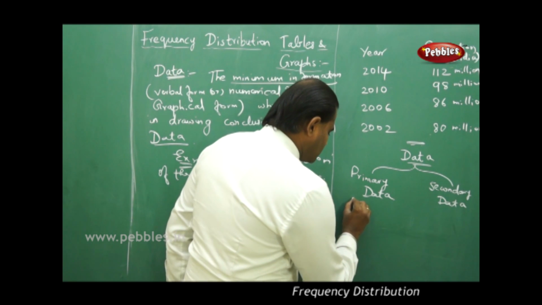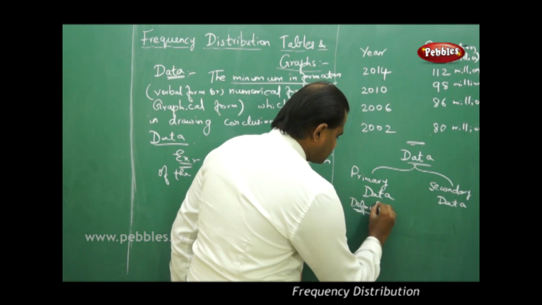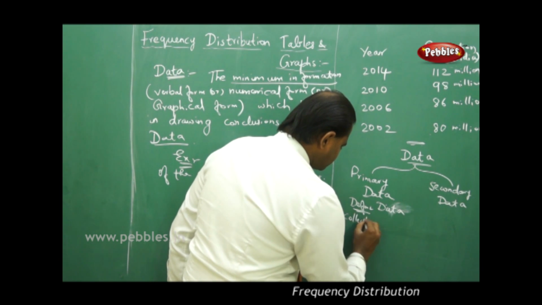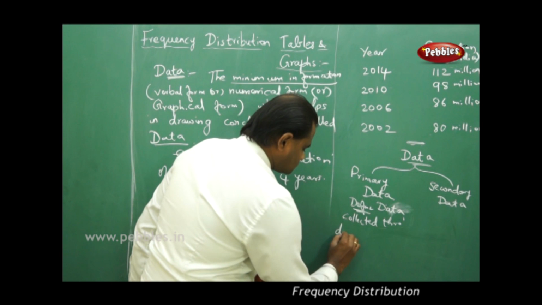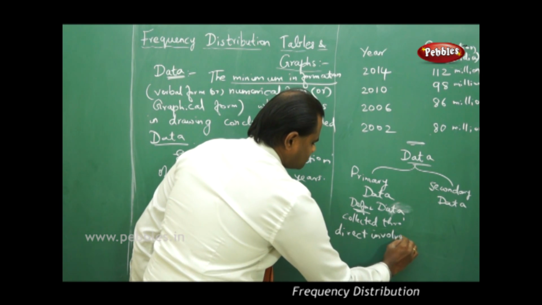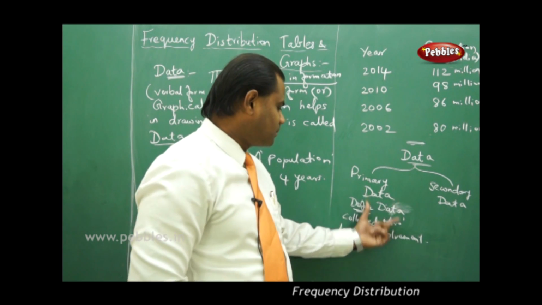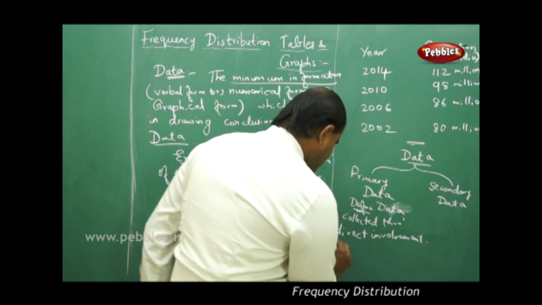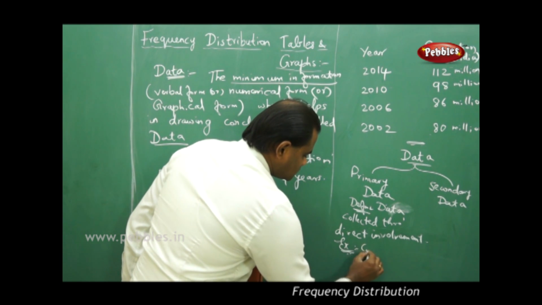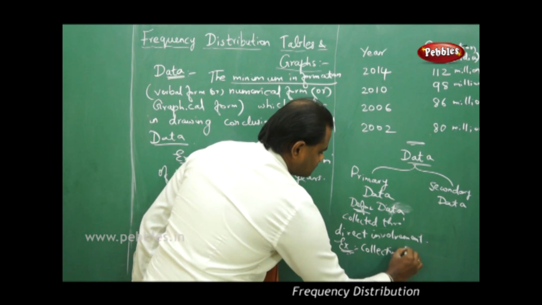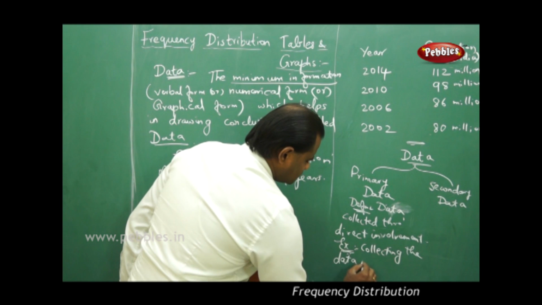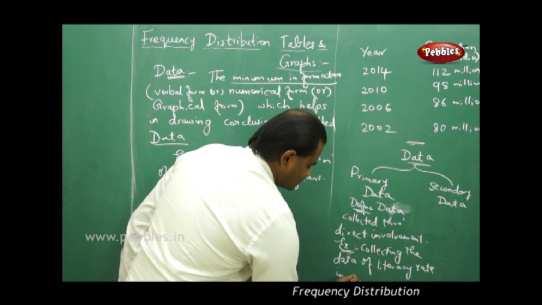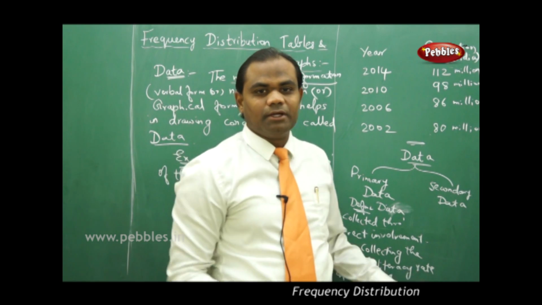So let's take an example. Before that, I take the definition. Primary data is data collected through direct involvement. This is the definition of primary data, the data which is collected through direct involvement, as we have discussed through the example. So here the example is collecting the data of the literacy rate in a village will be primary data.